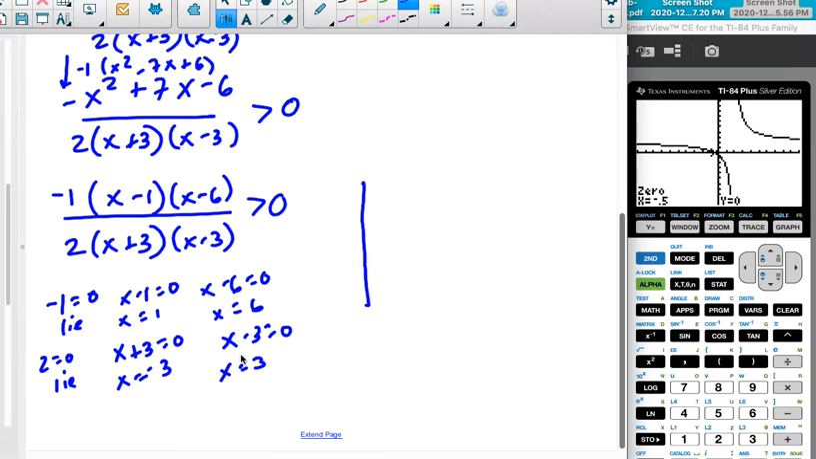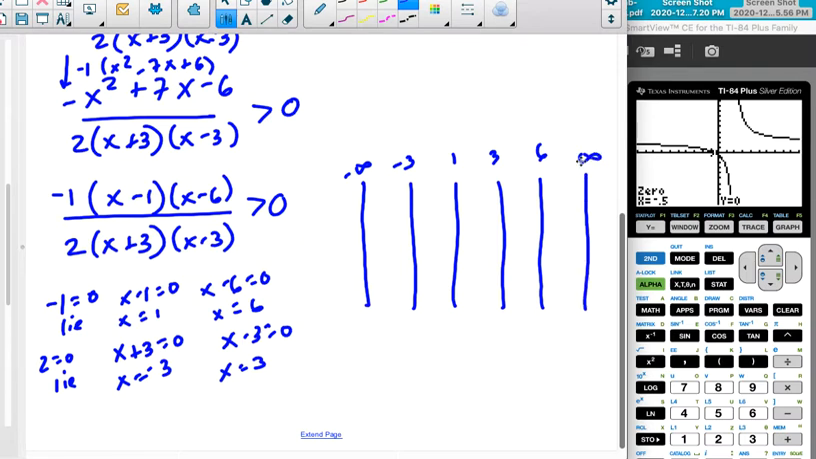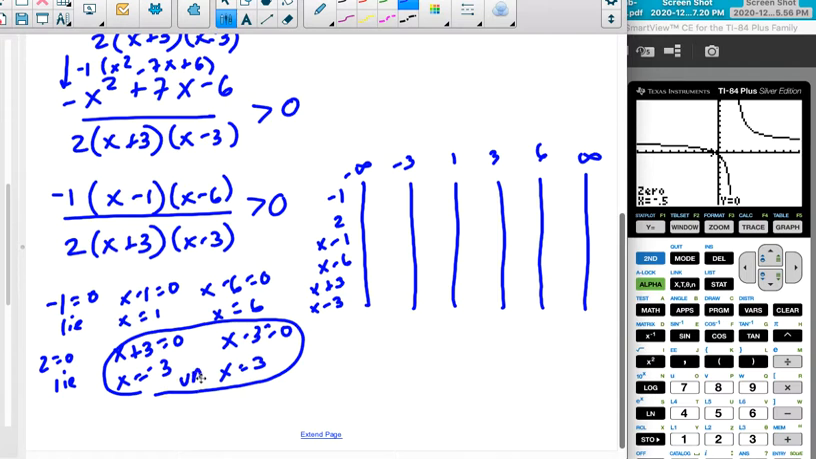So I have 4 numbers that need to come up at the top of my sign chart, right? I have a negative 3, a 1, a 3, and a 6. So negative 3, 1, 3, 6, and infinity. All right. My factors are a negative 1 and a 2. I'm going to put both of those on right away. An x minus 1, an x minus 6, an x plus 3, and an x minus 3. And it's worth noting that the 3's, both of them are the vertical asymptotes. So both of these are vertical asymptotes. It's a problem if I'm trying to find values.